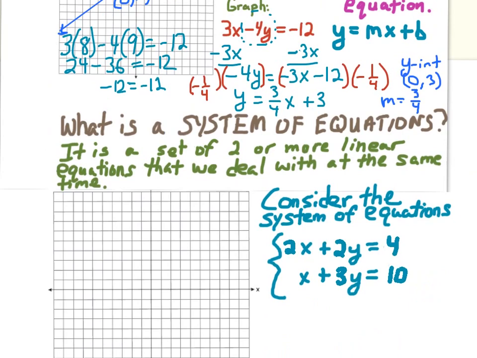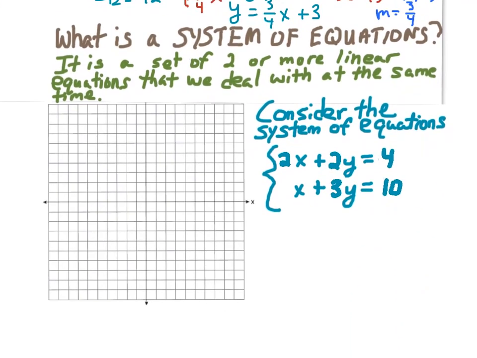So let's slide this up here. Now let's talk about what a system of equations is. Because we're going to be working with linear equations, it's a system of linear equations. It's a set of two or more linear equations that we deal with at the same time. We're not looking at these two equations separately; we're trying to determine something by considering them together. But I am going to graph them separately, and then we'll make some sort of determination.